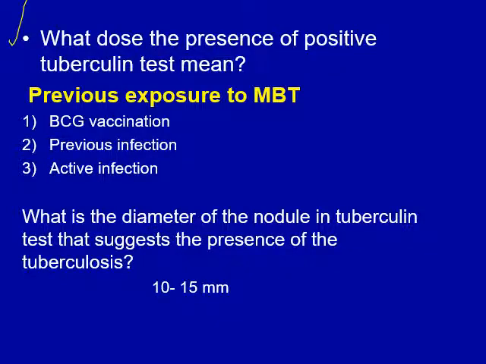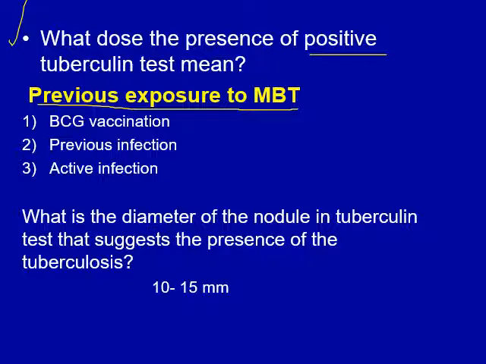If a patient develops a positive TB test, what does it mean? It means there is previous exposure to mycobacterial TB, either by BCG vaccination, by previous infection, or active infection. So here it is different from the IGRA. IGRA is not affected by BCG vaccination, but cannot differentiate between previous and active infection.